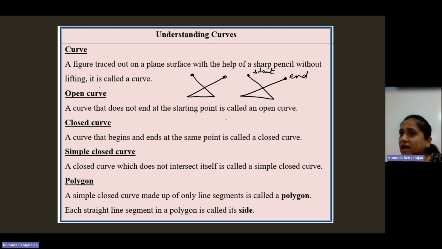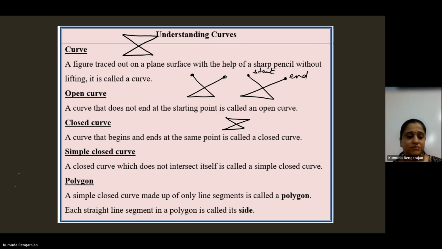If the starting point and the ending point are the same, then it's a closed curve. So if I go like this and I finish it here, it's a closed curve. Because I started here, I go like this, like this, like this, and I come back to the starting point. I finish at the starting point. If the starting point and the ending point are the same, it's a closed curve. If they are not the same, they are different, it is an open curve.